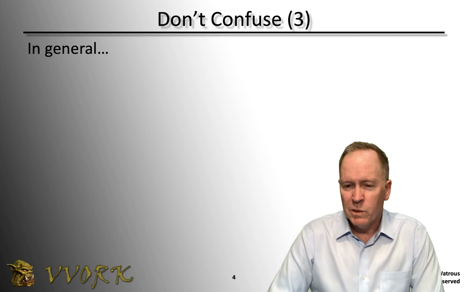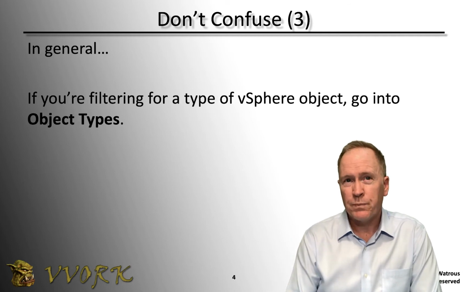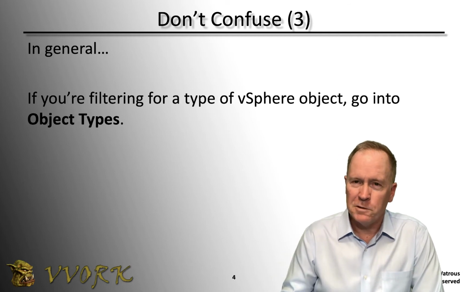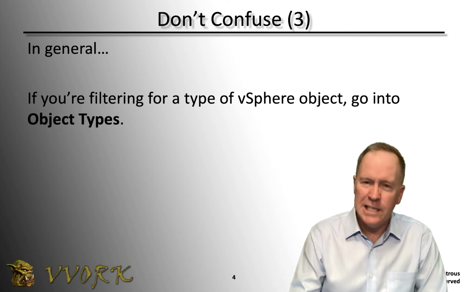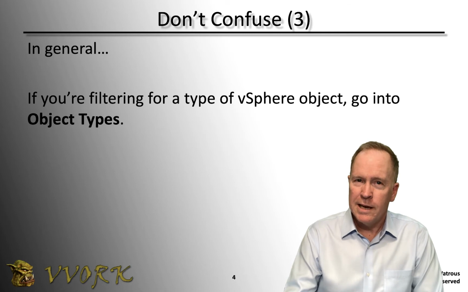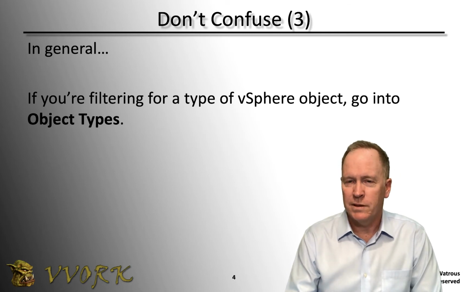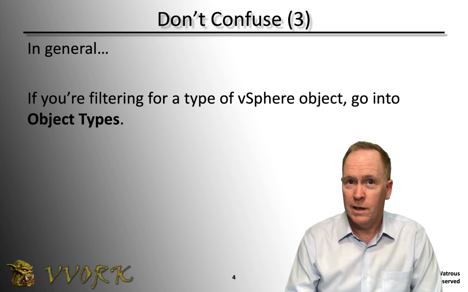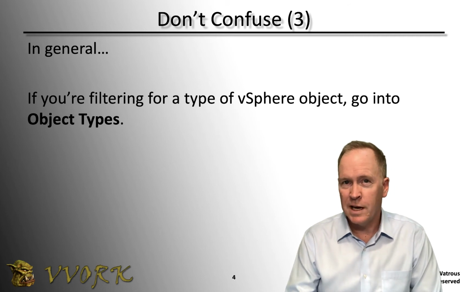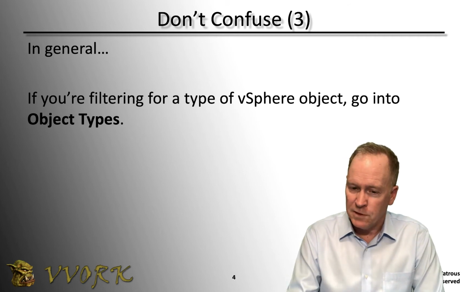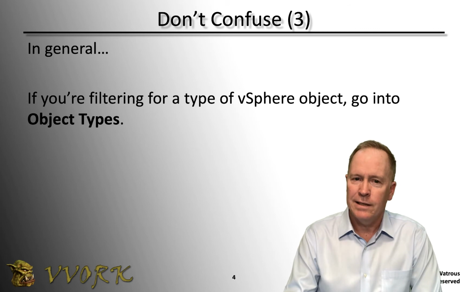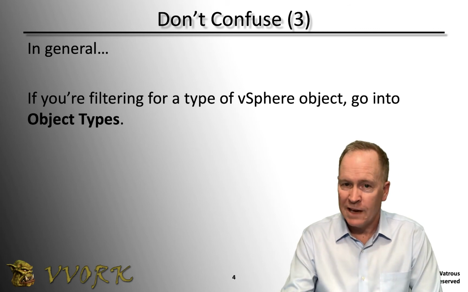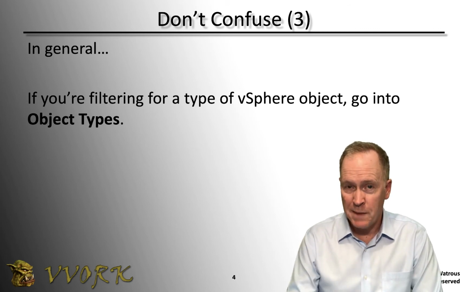In general, when you're working with tags and tag values, if you're trying to filter down a list of all objects down to some type of vSphere object, then go into the tag called object types. There you'll find tag values such as VMs and hosts and so forth. So if you're trying to work with a vSphere object, use the object types tag and the tag value such as virtual machine that vRealize Operations set up for you automatically.